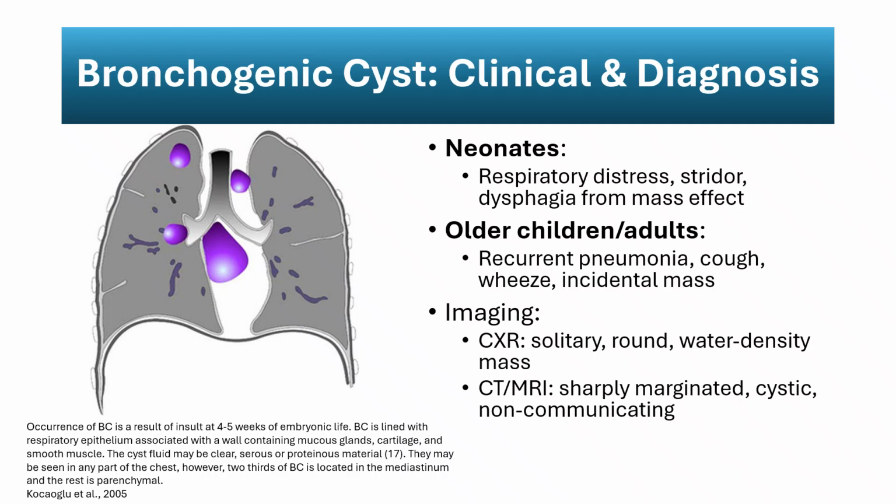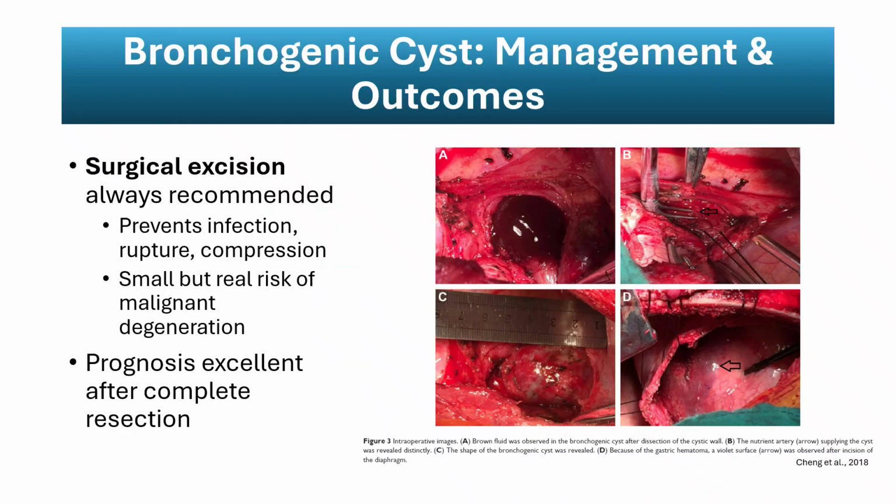A chest X-ray typically shows a solitary, round, water-density mass, while computed tomography or magnetic resonance imaging defines cyst borders, internal characteristics, and relation to adjacent structures. Imaging also helps differentiate bronchogenic cysts from other congenital lung lesions, such as CPAM, congenital lobar emphysema, or intrapulmonary sequestration. Early and accurate identification allows for timely surgical planning and anticipation of potential airway compromise or complications from infection.